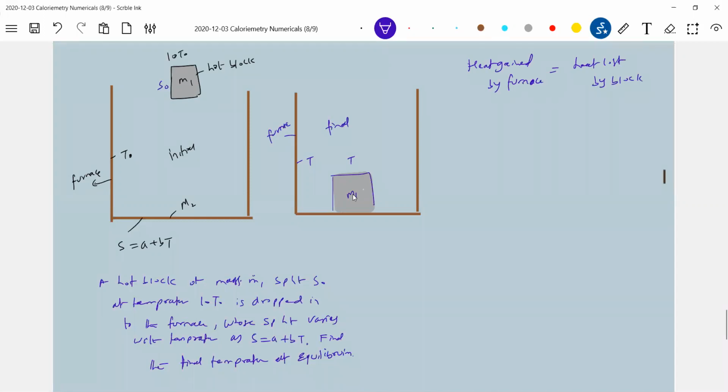Heat gained by the furnace: mass M2, what was the initial temperature T naught? So M2 into specific heat of this into dT. This should be heat lost by the block: M1 specific heat S naught, final temperature minus initial temperature, 10 T naught minus T. So what is the specific heat of this?